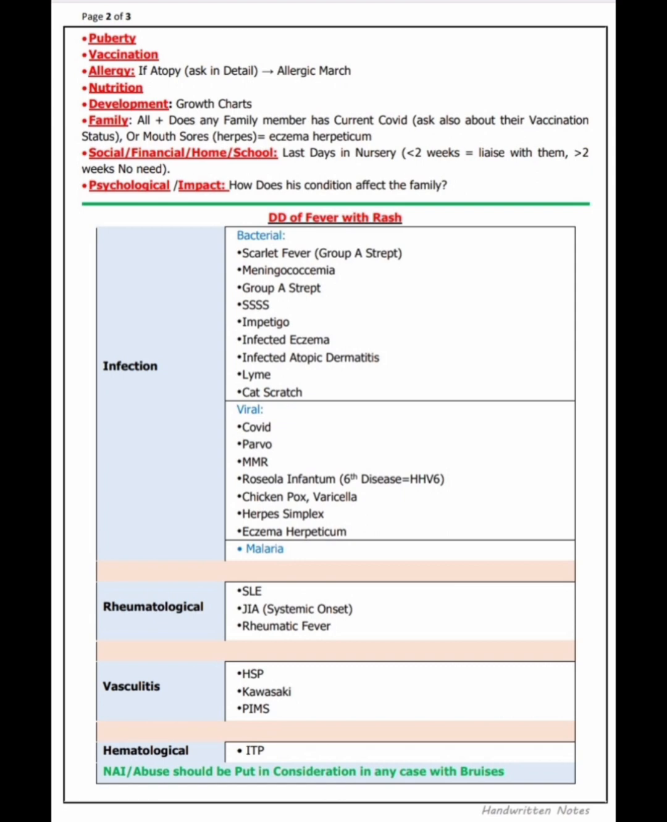Now, viral causes are COVID, parvovirus, MMR, roseola infantum, that is sixth disease, HHV-6, chickenpox, varicella, herpes simplex, and eczema herpeticum, and malaria history. Rheumatological causes of fever with rash are SLE, JIA, that is systemic onset, and rheumatic fever. Vasculitides are Henoch-Schönlein purpura, Kawasaki, and PIMS. So we find Henoch-Schönlein purpura, that is vasculitis, under this. Hematological: ITP. NAI, non-accidental injury or abuse, should be put into consideration in any case with bruises. Remember, if we find a bruise, then non-accidental injury or abuse should come to our mind.